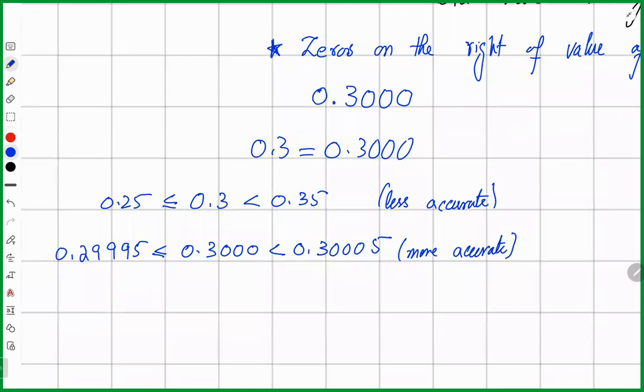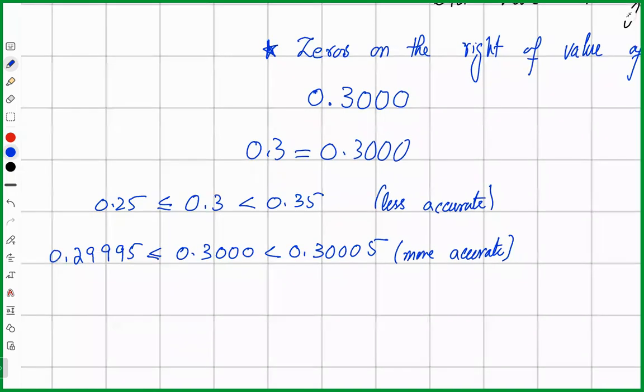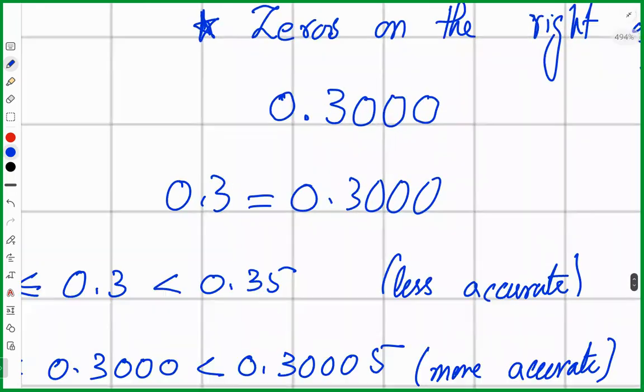Sometimes students think that significant means important. It is not necessary that zeros that are significant are important, because they are not important for calculation. But when a physics student sees 0.3000, he knows that some very accurate measurements are taken. So this makes the value more reliable.